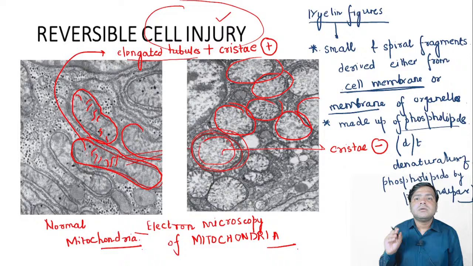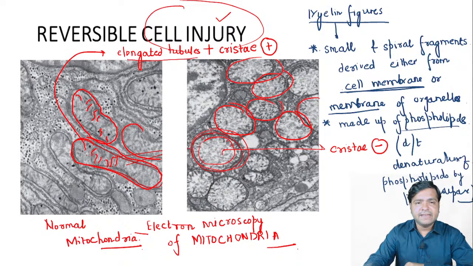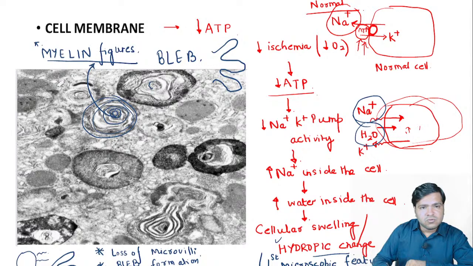So you are very well able to appreciate the myelin figures, guys, in this particular structure. I have already told you these are small spiral structures derived from the cell membrane. And what is the composition of the cell membrane? It is the phospholipids. So ultimately, these myelin figures will be composed of phospholipids, and these phospholipids are destroyed by phospholipase.